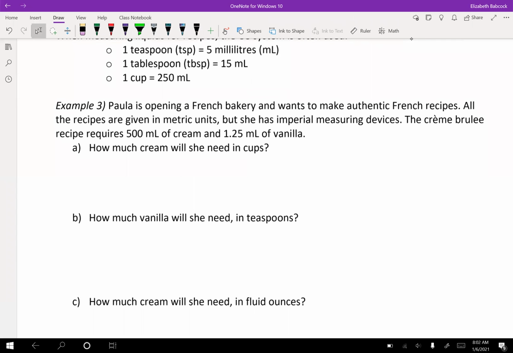So Paula is opening a French bakery and wants to make authentic French recipes. All of her recipes are given in metric units, but she has imperial measuring devices. The creme brulee recipe requires 500 milliliters of cream and 1.25 milliliters of vanilla. How much cream will she need in cups? Well, our trick with the units canceling out works. Milliliters is what we have originally, so that means milliliters needs to be on the bottom. We look at our cups conversion: 250 milliliters is equal to 1 cup. So 500 times 1 divided by 250 gets us 2 cups.